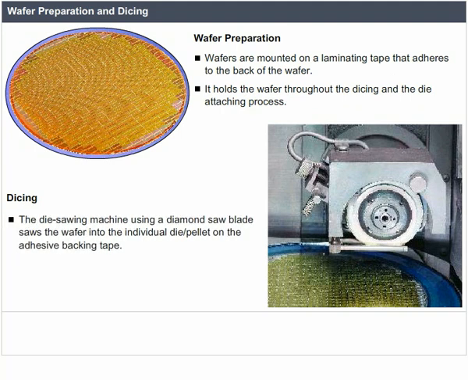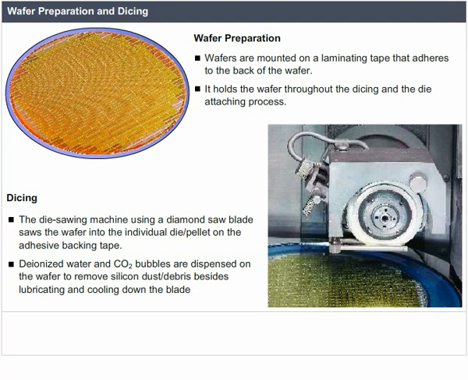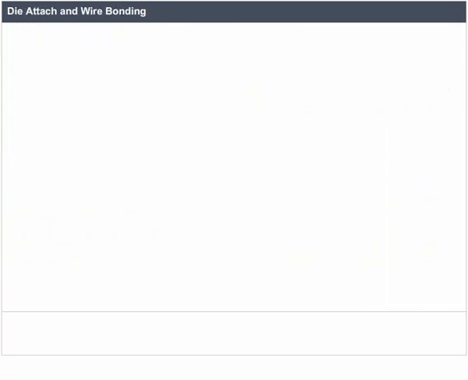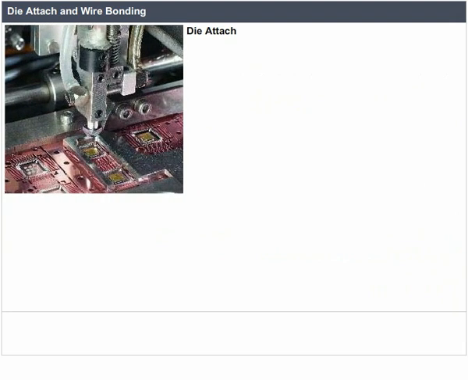Dicing. The die sawing machine, using a diamond saw blade, saws the wafer into individual dies or pellets on the adhesive backing tape. Deionized water and carbon dioxide bubbles are dispensed on the wafer to remove silicon dust or debris, besides lubricating and cooling down the blade. Die attach and wire bonding. Die attach. The die attach machine will pick up the die and deposit it on the frame.